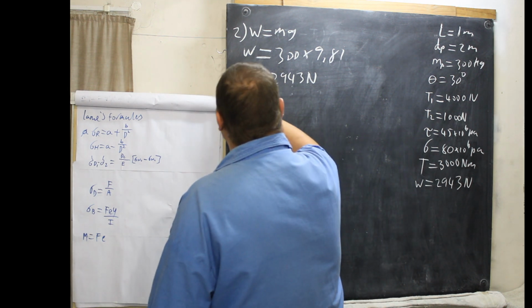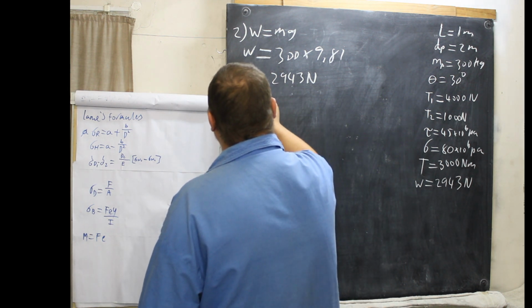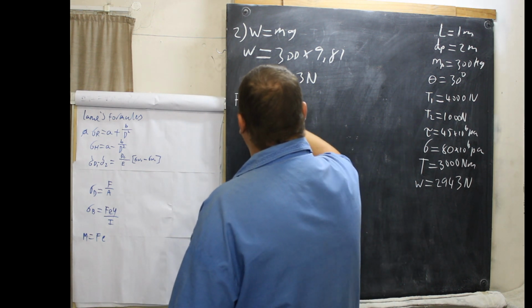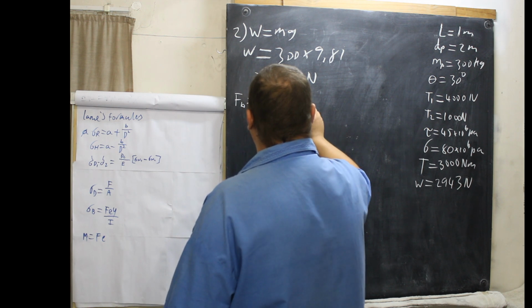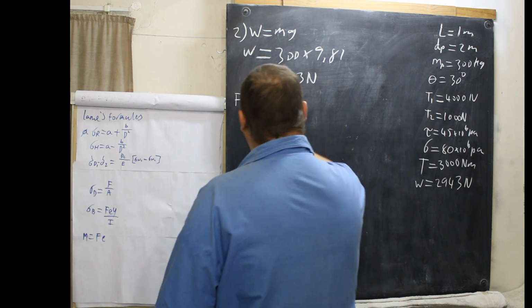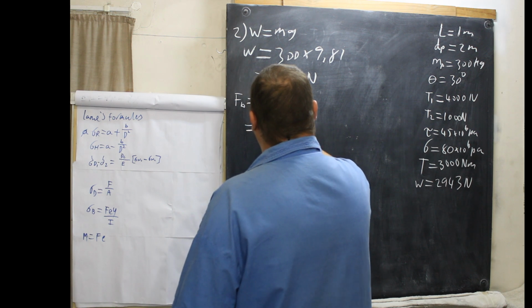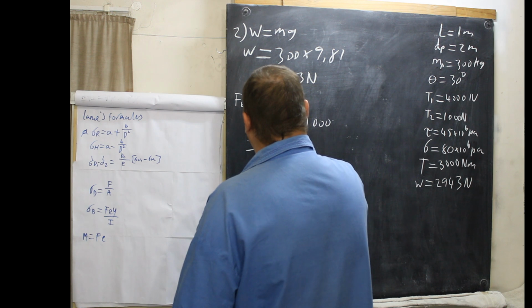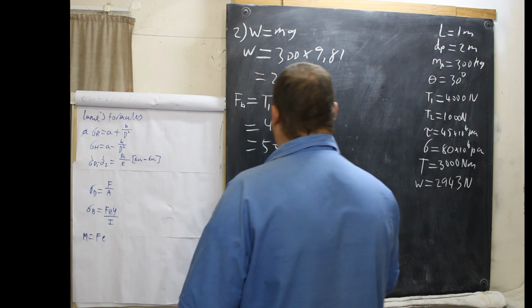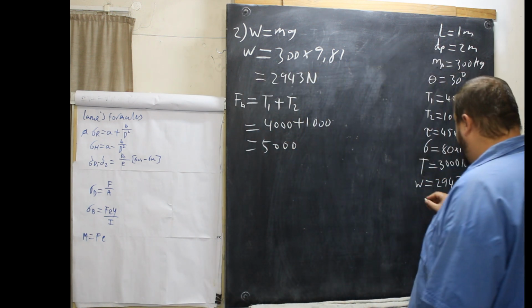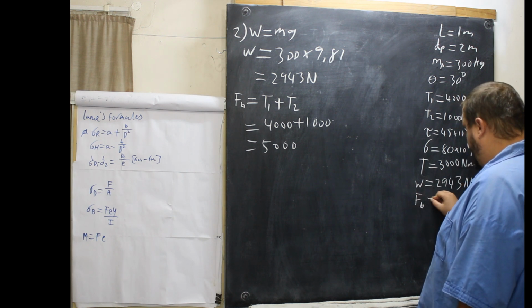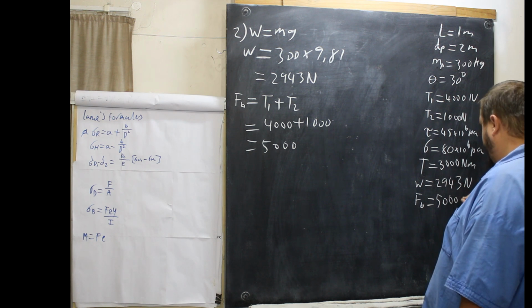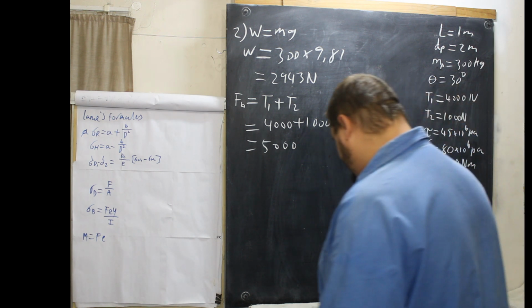Okay, now FB, force for bending, equals T1 plus T2. 4,000 plus 1,000 equals 5,000. So FB is 5,000 newtons.